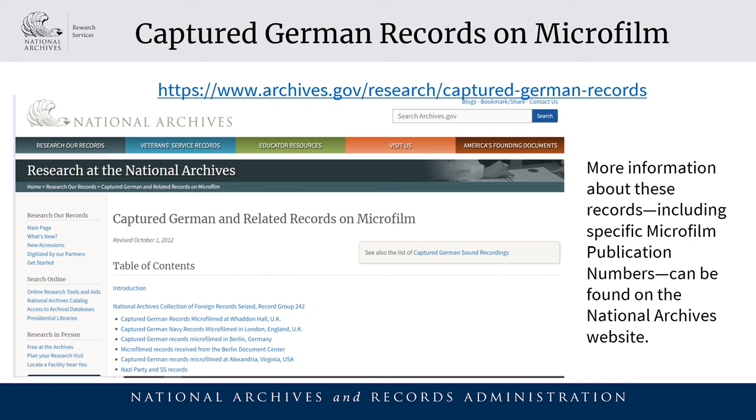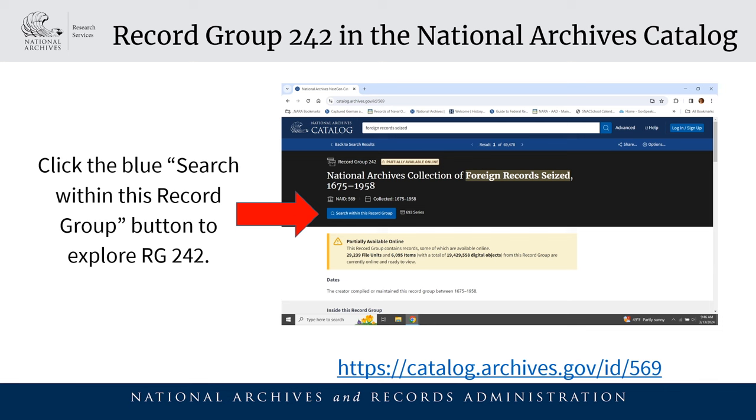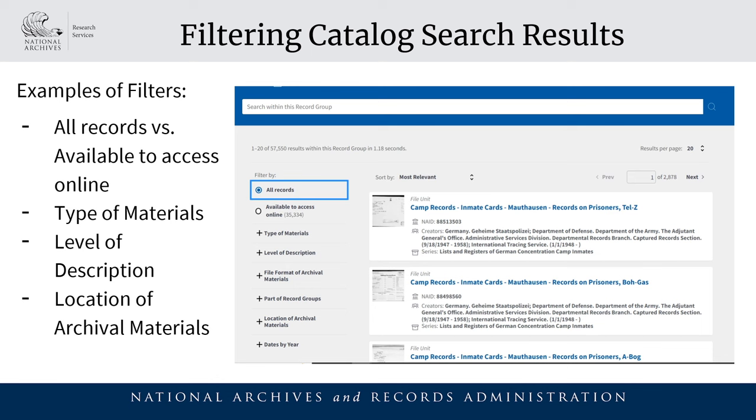Information about the largest collection of captured German records on microfilm is available on NARA's website. These microfilm publications include records related to various German government and military organizations. You can also use the National Archives catalog to explore Record Group 242, by browsing available records or by searching for a particular name, office, or other keyword. Many series in Record Group 242 have already been digitized and can be viewed online using the catalog, and many more may be added in coming years. In addition to textual records, you can also use the catalog to explore photographs, sound recordings, maps, and other holdings in Record Group 242.